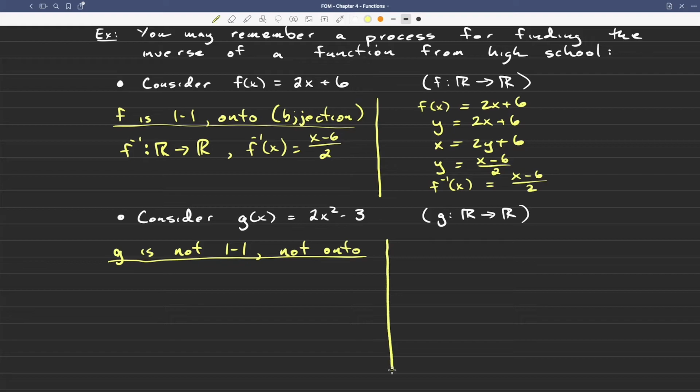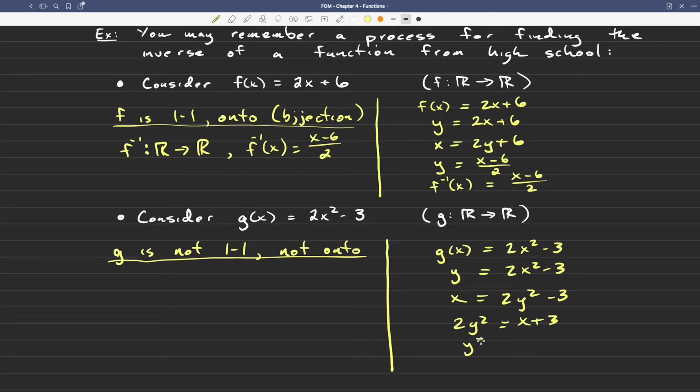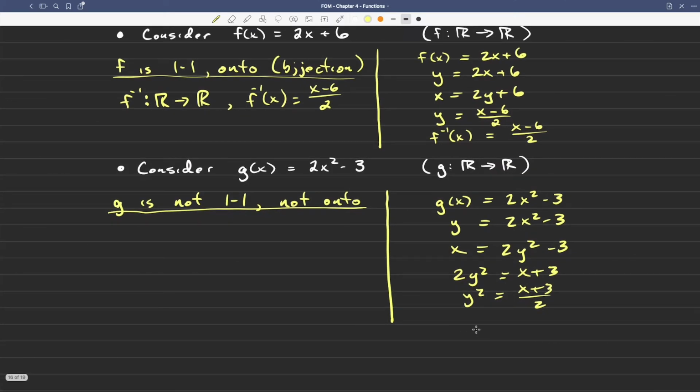Now, if you would try to do that process for finding the inverse, like I showed you above with f, you're going to run into trouble. So you do the same thing, replace g of x with y, interchange x and y, try to solve for y now. So you get 2y squared equals x plus 3, divide by 2, you get y squared equals x plus 3 over 2, and then now if you take the square root of both sides, you're going to get absolute value of y on the left-hand side. So anyway, you end up with y equals plus or minus, depending on what value of x you originally started with.